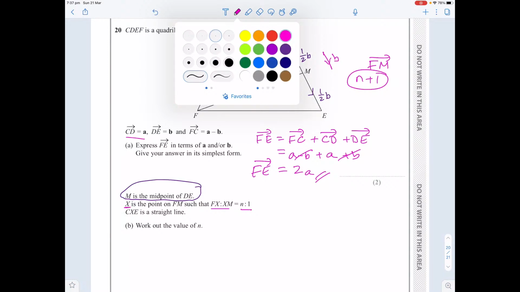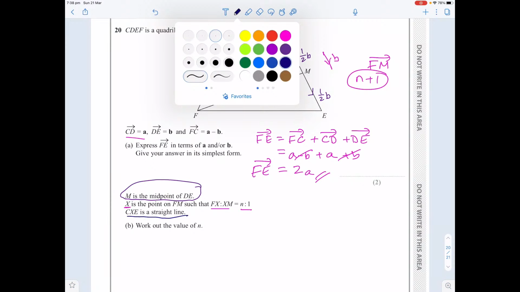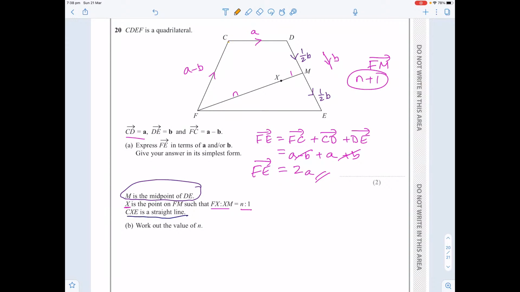All right, this is something that we really need to understand going forward, because I'm going to be using this n plus 1 in the question. So what else are we told? We are told that CXE is a straight line. So let's write that in. C to X to E is a straight line. That's all we are told. Nothing else. Work out the value of n. That's our mission. That's our question.